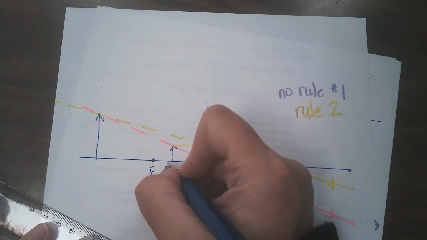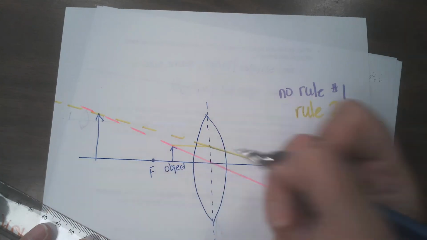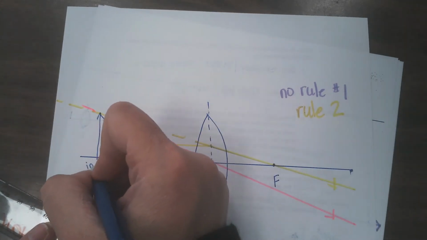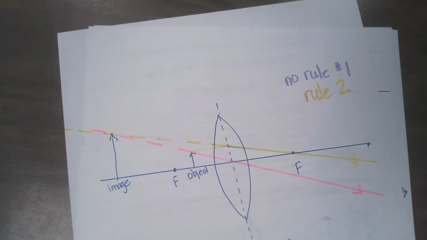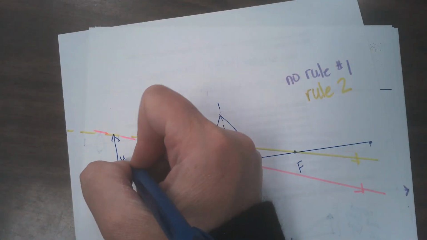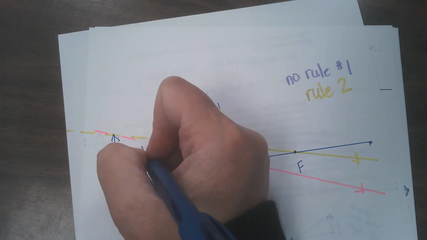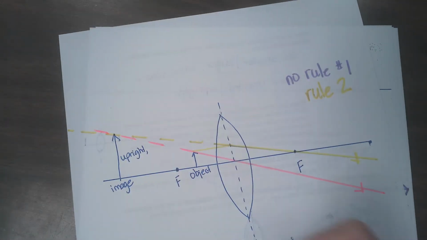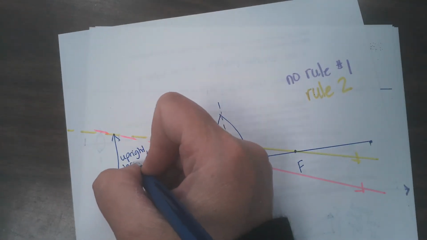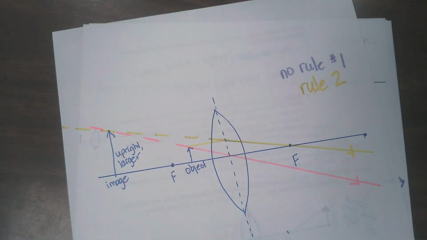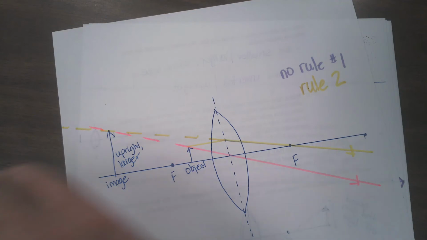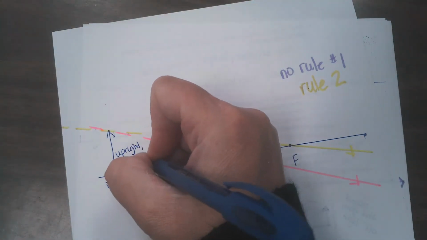This is the object. This is the image. What can we say about this image? We can say that it's upright. We can say that it's larger. Can we say that it's real? Absolutely not, because it's not projected. It's actually behind the object. So it's virtual.